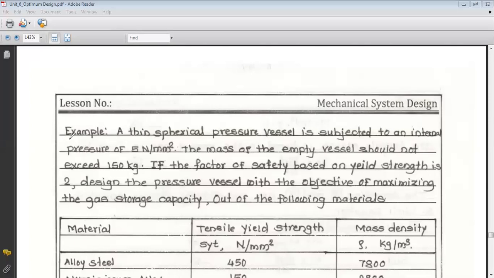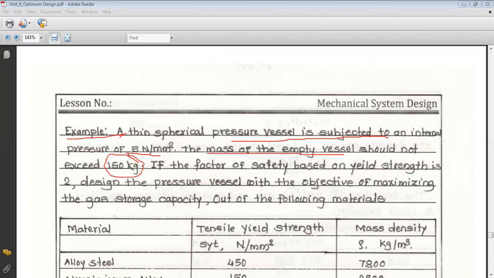So in today's lecture, we are going to see a next element in Johnson method of optimum design with normal specification, that is the pressure vessel. So a problem: a thin spherical pressure vessel is subjected to an internal pressure of 5 Newton per mm square, that is 5 megapascal. The internal pressure, that is Pi, is given as 5 Newton per mm square. The mass of the empty vessel should not exceed 150 kg.